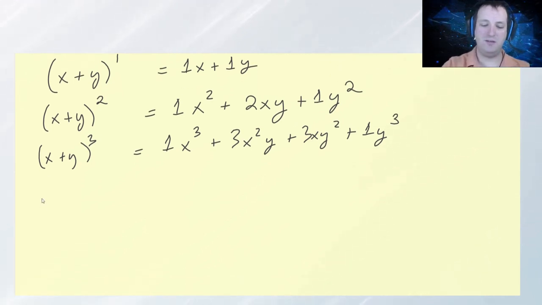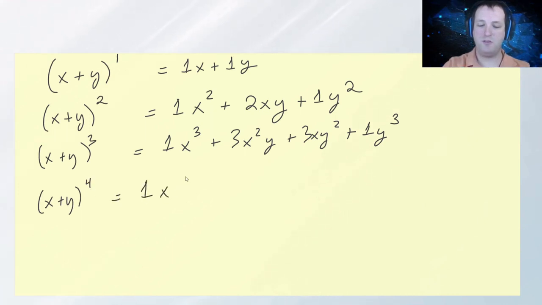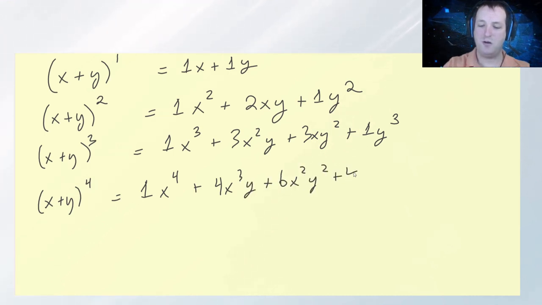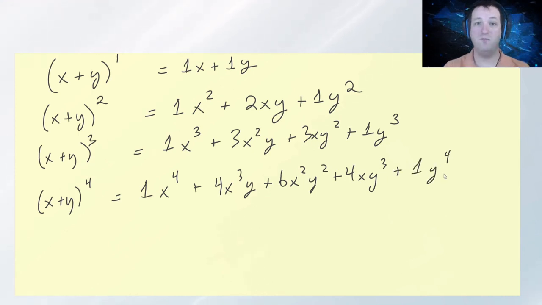And if we can continue this, (x + y)^4 is going to give us 1x^4 + 4x^3y + 6x^2y^2 + 4xy^3 + 1y^4.